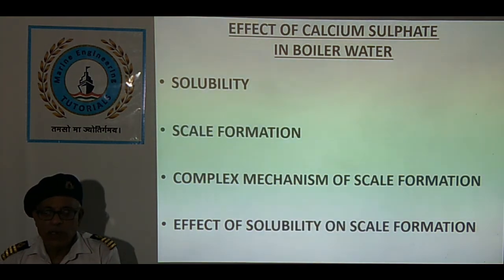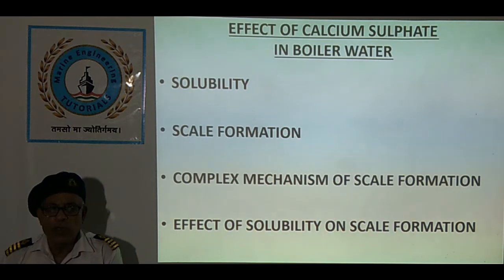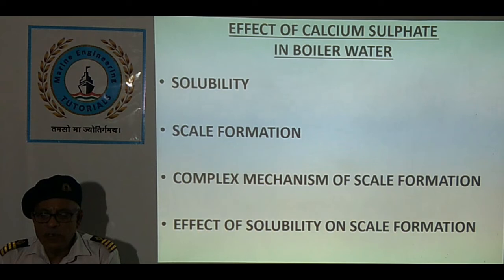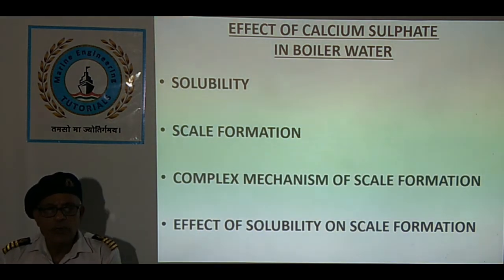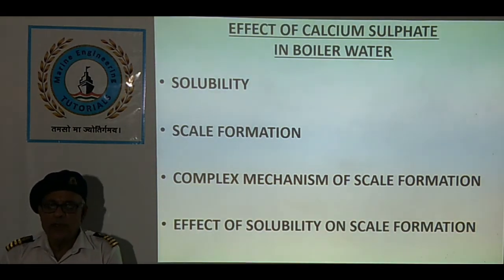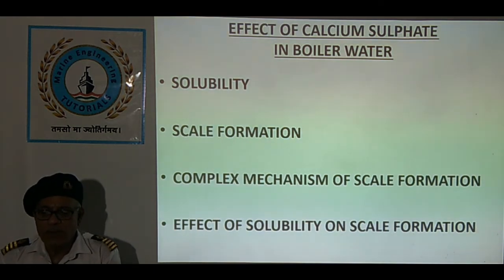Let us see the effect of solubility on scale formation. Thus, it can be generally stated that those salts whose solubility decreases with increase in temperature will form scale on heating surface and sludge on cooling surface. Salts whose solubility increases with increase in temperature do not normally form scale upon heating, but sludge may be formed if their saturation point is reached.